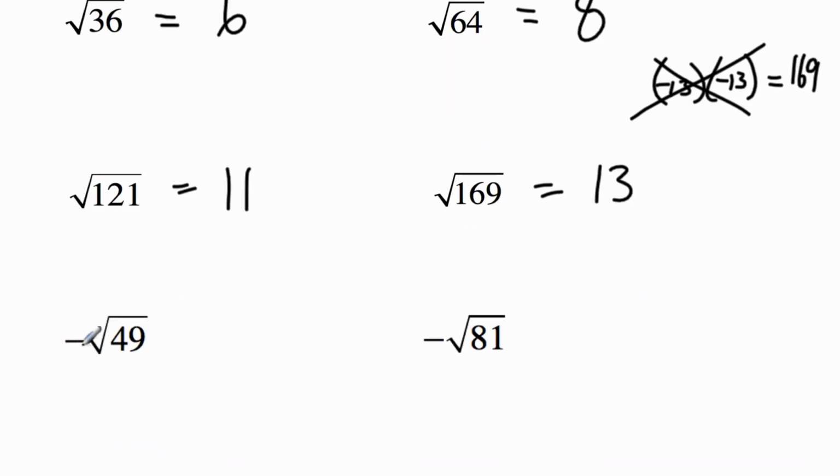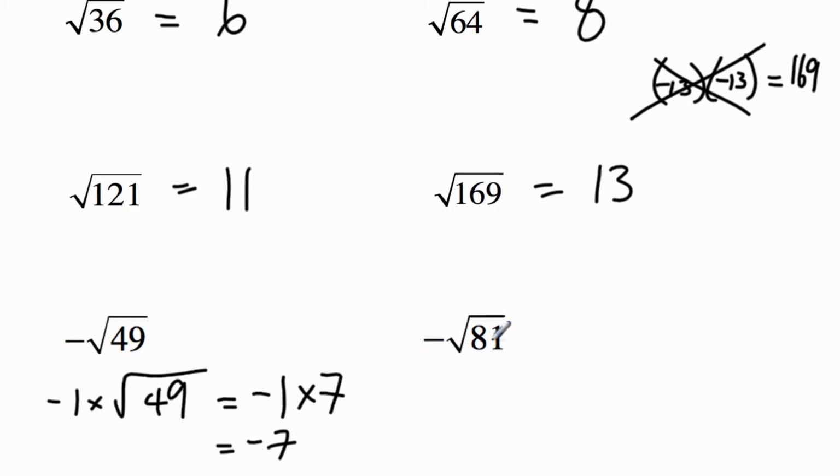Here's a couple different ones that have a minus sign out front. Notice the minus, so it'd be like minus 1 times the square root of 49. So you can figure out what the square root of 49 is first. It's 7. And then multiply it by negative 1. So the answer to simplify it would be negative 7. Same thing with this one. The answer would be negative 1 times the square root of 81. And if the square root of 81 is 9, negative 1 times 9 is negative 9.